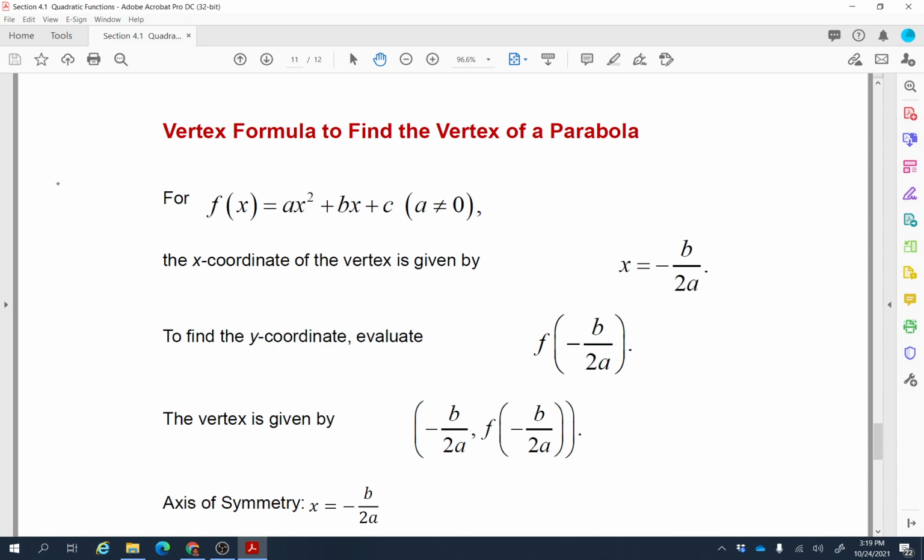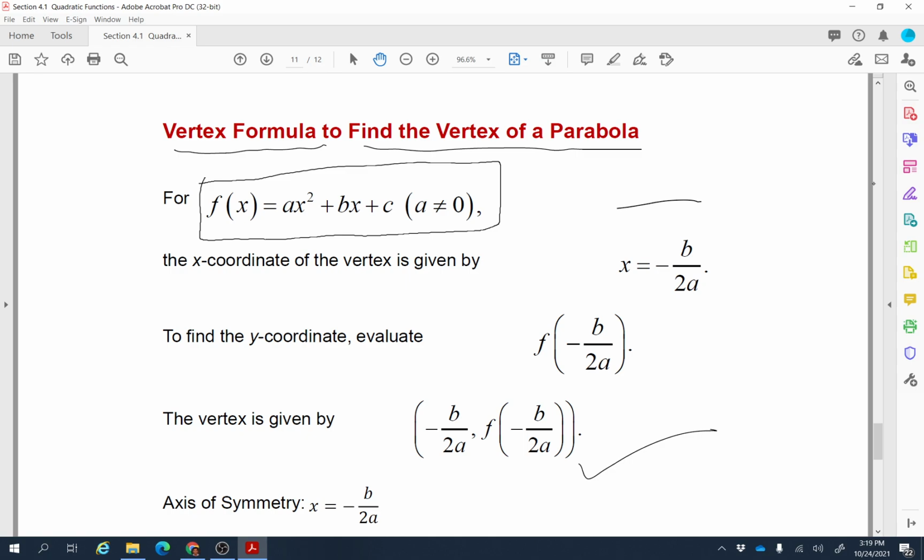Sometimes you don't want to change the general form into the vertex form. In that case, there is a vertex formula to find the vertex of a parabola, and here I'm going to give you the formula. If you have a function ax squared plus bx plus c, then you can find the vertex using this formula, where the x coordinate of the vertex is negative b over 2a, and the y coordinate of the vertex is the value of the function at this point. That's the formula you have to know. And the axis of symmetry is x equals negative b over 2a.